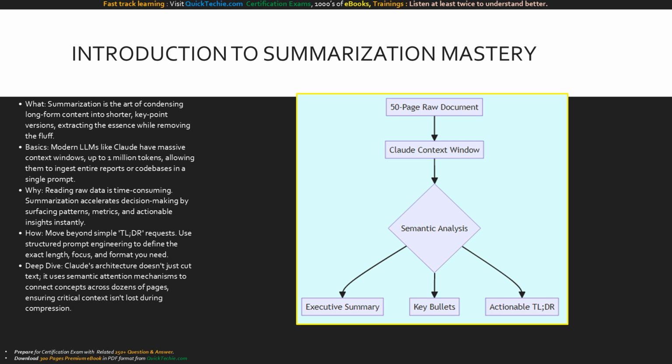Looking at this flowchart, you see the journey of a 50-page document. It enters Claude's massive context window, where the true magic of semantic analysis happens. Instead of a single, generic output, this analysis engine can branch out to produce whatever format you need: a high-level executive summary, punchy key bullets, or a fast, actionable TLDR. It's one input driving multiple, tailored outputs.